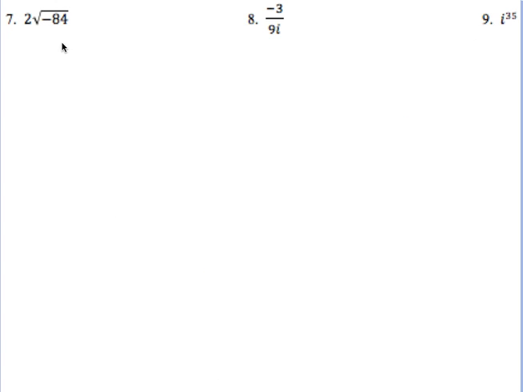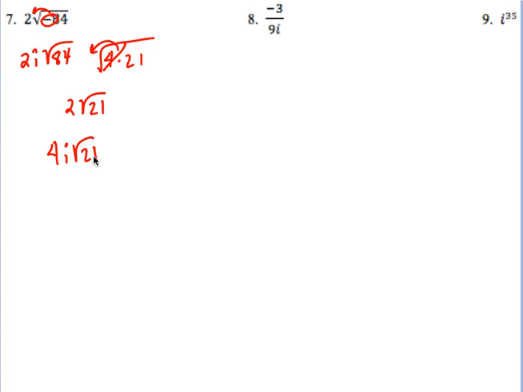Okay, for number 7, a lot of you at least took out the i, but you left it like this. Well, you can break down the 84. I just did it as 4 times 21. Let's just do it this way this time. If you take out the square root of 4, it's a 2. So you end up getting that the square root of 84 is 2 square root of 21. And you already had a 2i there. So 2i times 2 is 4i square root of 21. So that would have been your final answer.